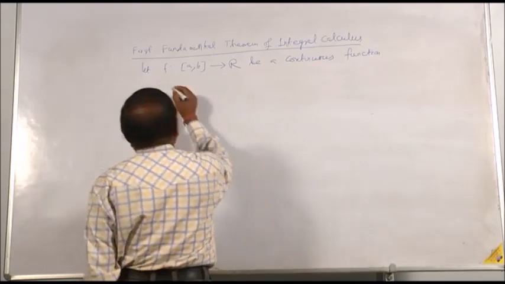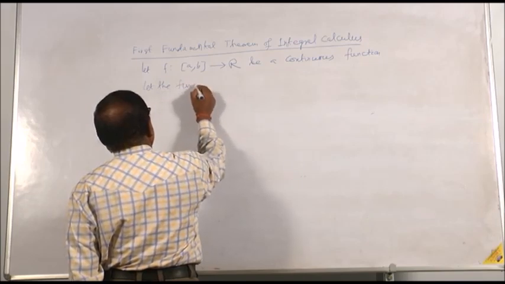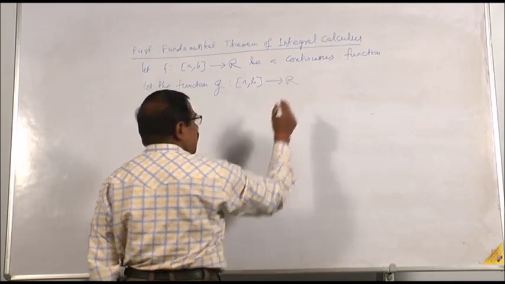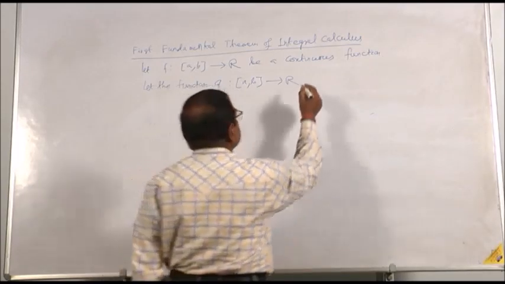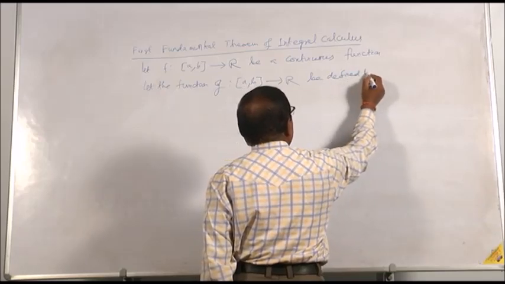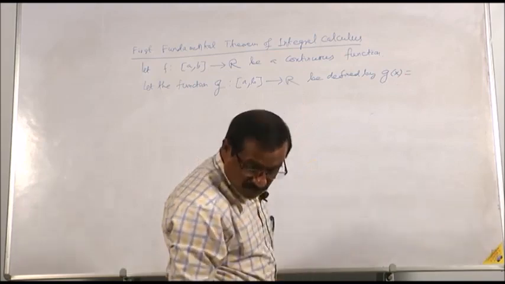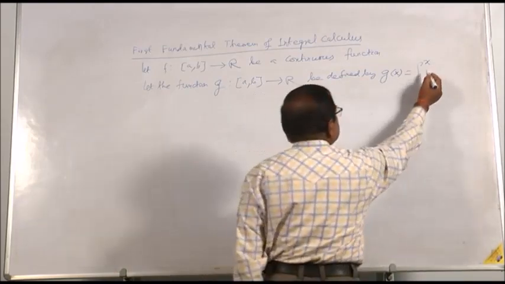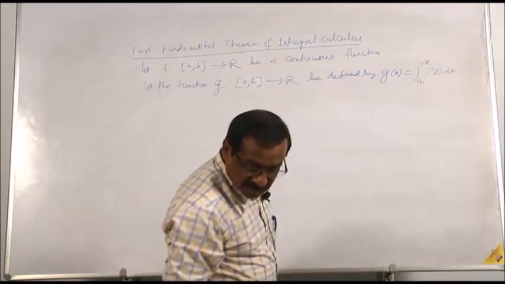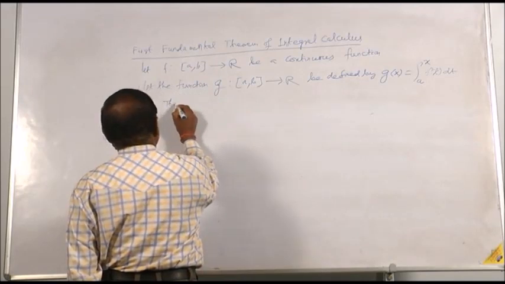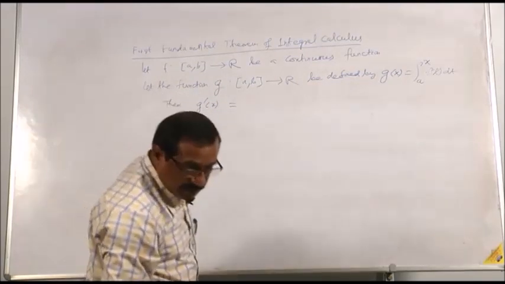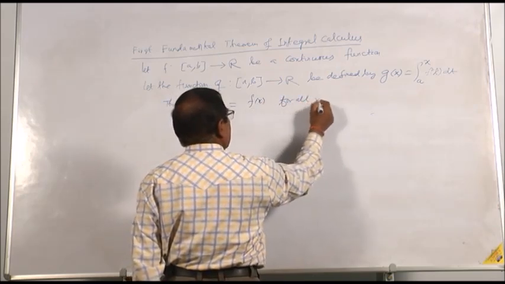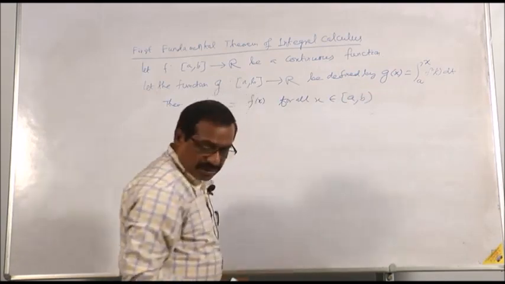Let the function g be defined by g(x) equals the integral from a to x of f(t) dt. Then g'(x) equals f(x) for all x belonging to [a, b].